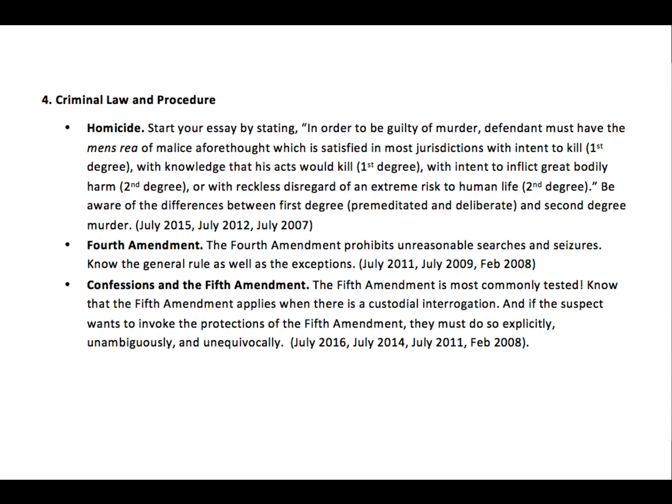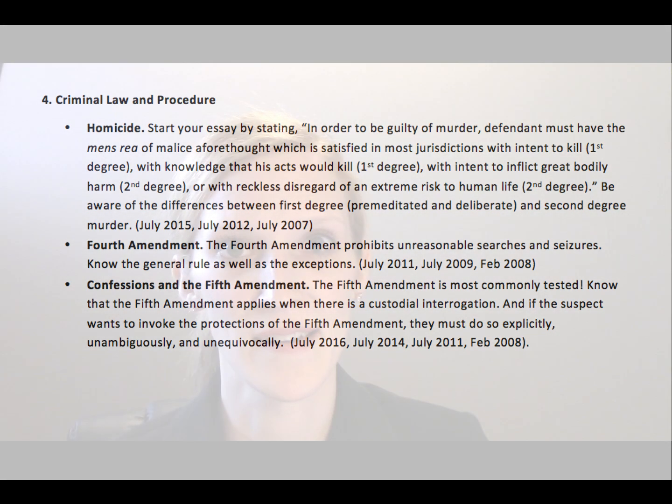For criminal procedure, they like to test the 4th Amendment, search and seizure. It's one of their favorites. They also love to test the 5th Amendment Miranda in terms of confessions. They have tested the 6th Amendment before and the 14th Amendment before when it comes to confessions, but the 5th Amendment is by far their favorite, so I'd be well versed in Miranda, when it attaches, how you invoke Miranda rights, how you waive them, and look back at some of those past essay questions, because if you see a criminal procedure question, it very well could be a Miranda issue.